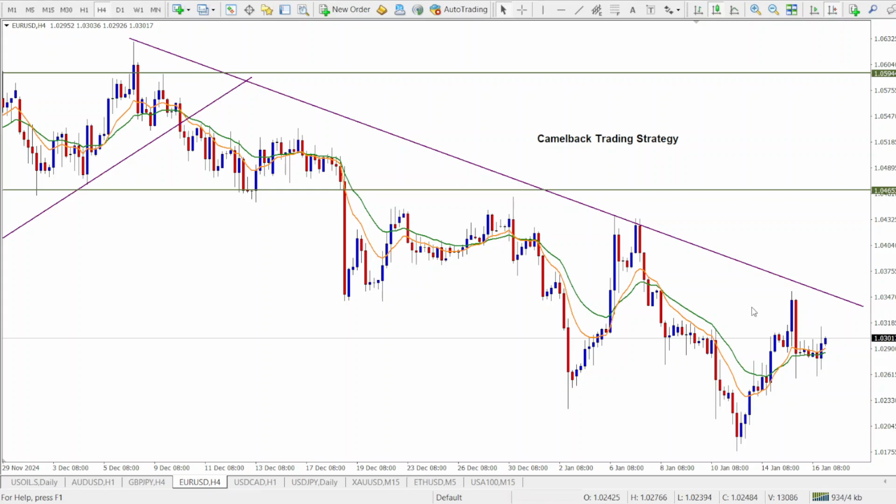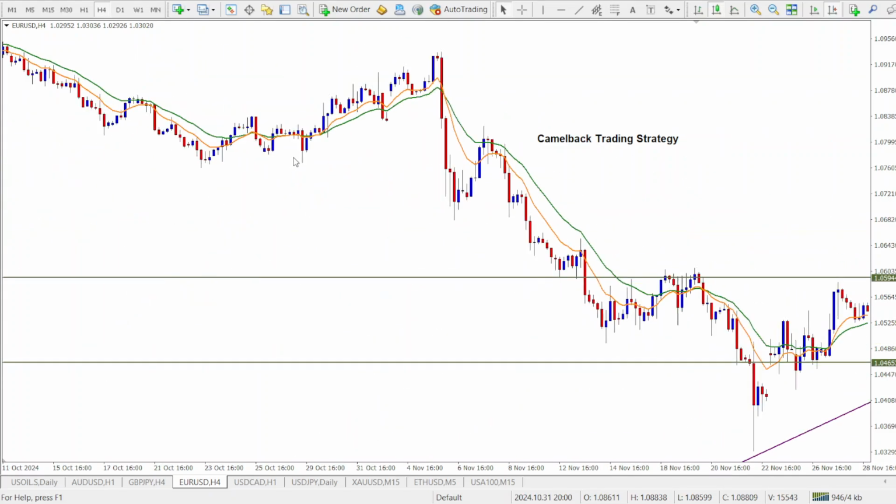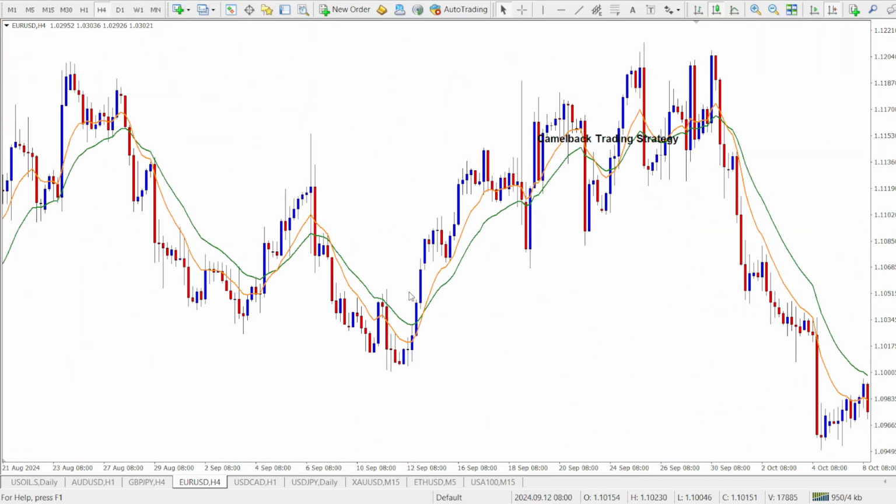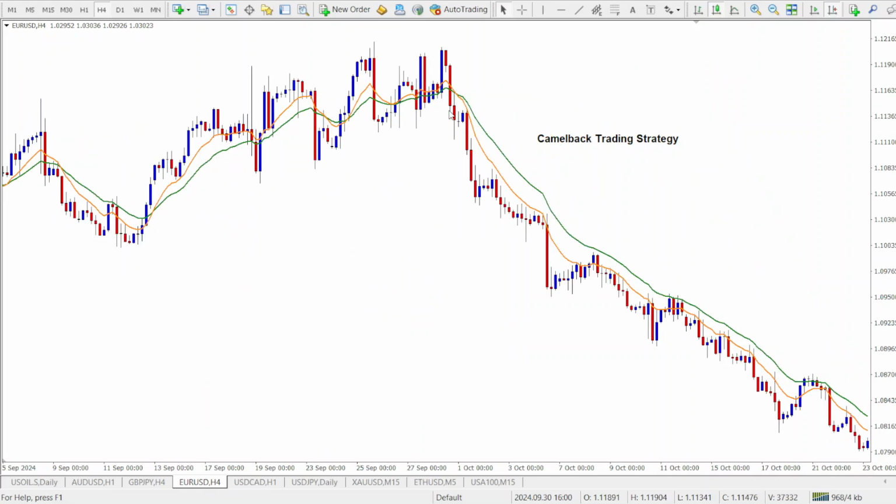So how do you use them? Let us start with a buy. When the 10 period moving average crosses above the 20 period, it's a signal that momentum is building up. Conversely, when it crosses below, momentum could be shifting downwards. Now, this strategy works best in trending markets.